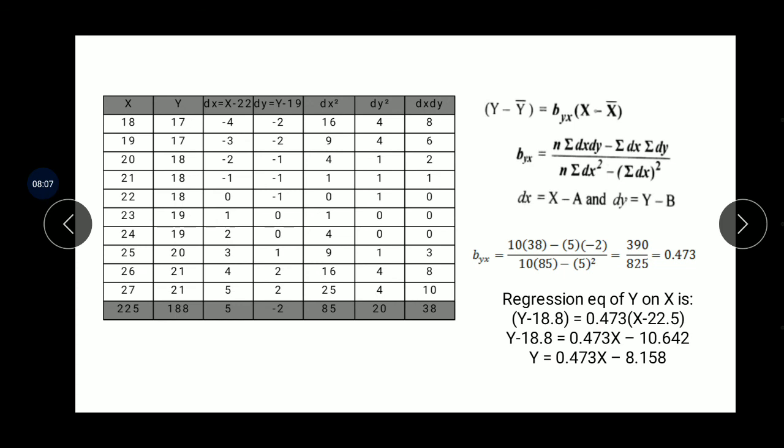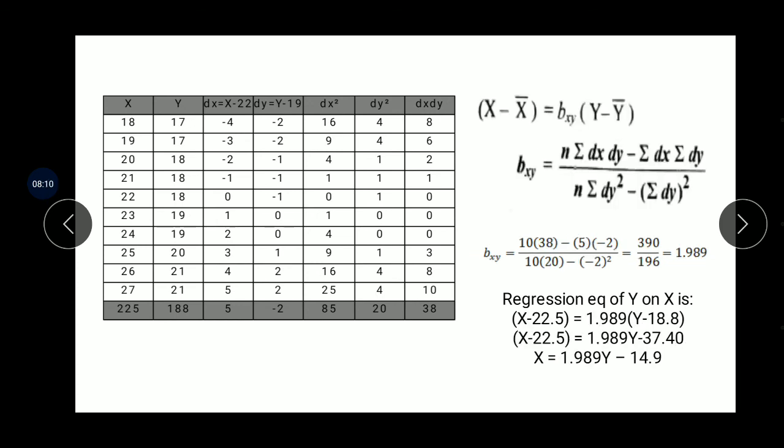Similarly, we'll find the regression equation of x on y. This is the regression equation of x on y, where bxy is the coefficient of regression of x on y. So bxy is given by n summation dx dy minus summation dx summation dy, upon n summation dy square minus summation dy whole square. So we'll put all these values here.